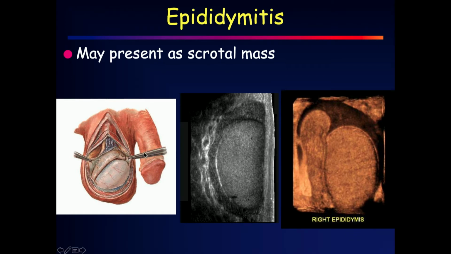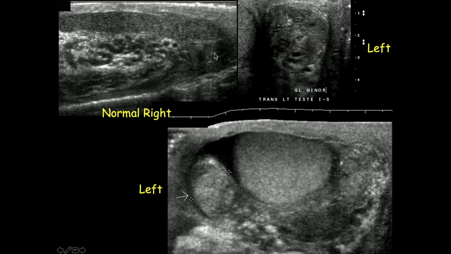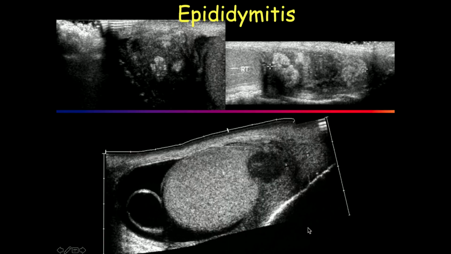Epididymitis, here's something I got from the web. Remember, you have the head, body, and tail, globus major, corpus, globus minor, 3D image. They can present as a scrotal mass. Here's the normal epididymis. The abnormal epididymis is enlarged and heterogeneous and all that kind of stuff. The clinical history is so good here, it's never a diagnostic dilemma.